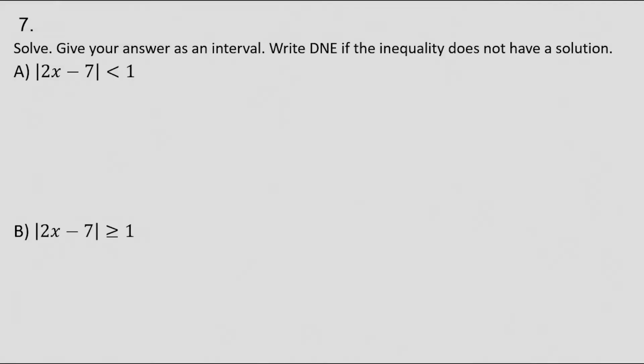In this problem, we're going to be solving inequalities that involve an absolute value. And as you recall from working with absolute values, if there's a possibility that you can end up with no solution, in that event, you would write DNE for does not exist.